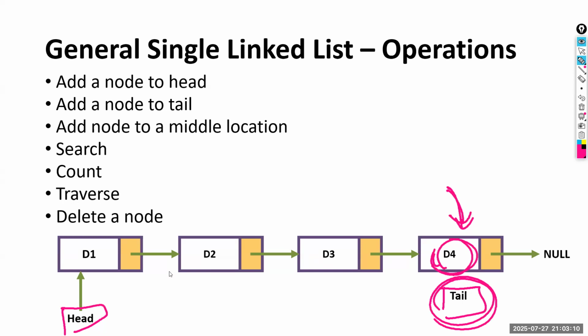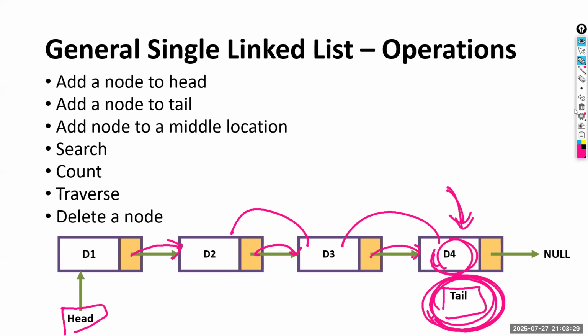So the reason is these are single linked lists. This node can refer to this node. This node can refer to this node. This node can refer to this node. But from here you can't go there. From here you can't go there. So therefore, just knowing the tail means just knowing the tail, nothing else.